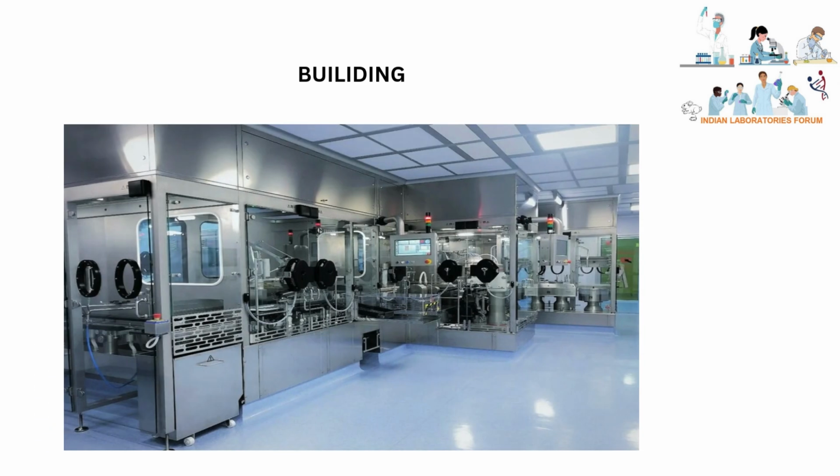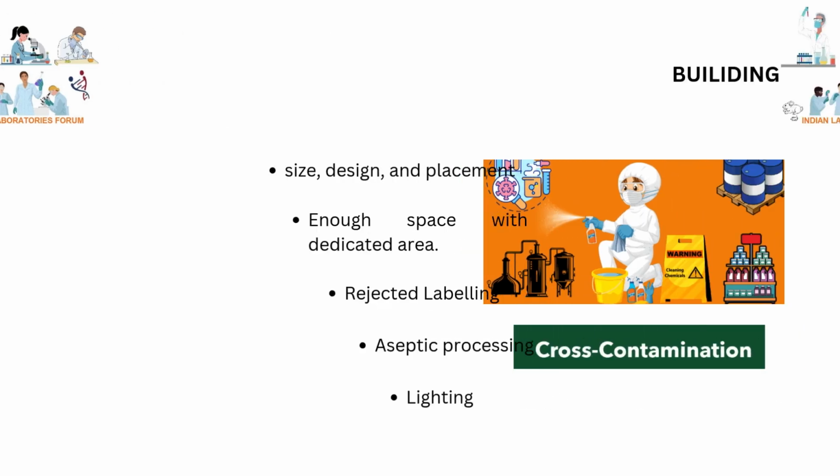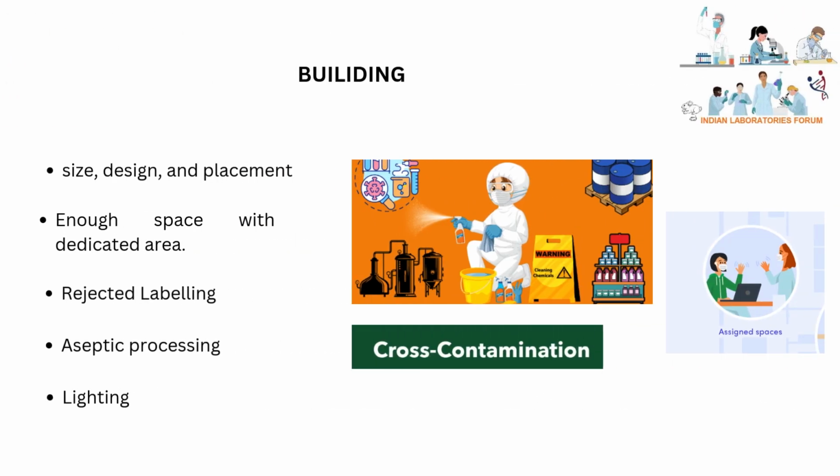Building requirements. The size, design, and placement of any building used in the production, processing, packing, or storage of drug products must allow for easy cleaning, maintenance, and efficient operations. In order to avoid contamination and mix-ups between various parts, such as drug product containers, closures, labeling, in-process materials, or drug products, the building must have enough space with a dedicated area for equipment and materials.